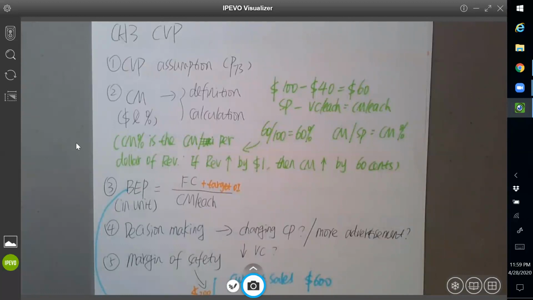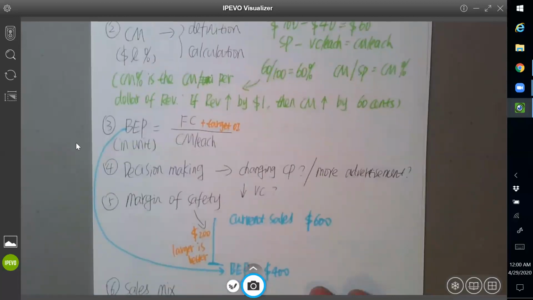One thing I want to point out is if you use contribution margin per unit, then you have to use the selling price per unit, variable cost per unit, fixed cost per unit. If you use total, then you have to use total revenue, total fixed cost, total variable cost. So you cannot mix up per unit with the total dollar, right?